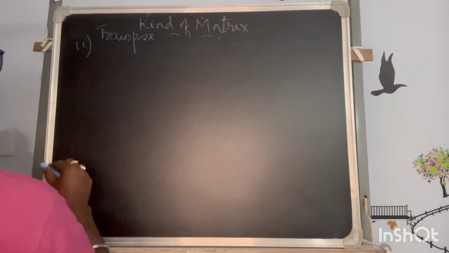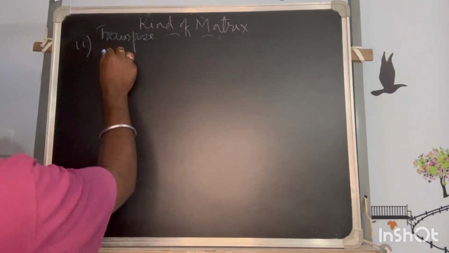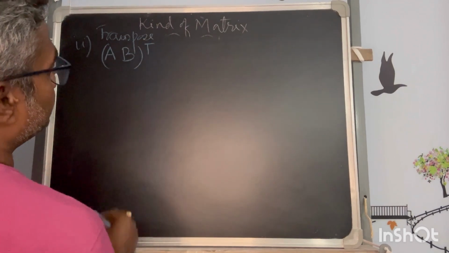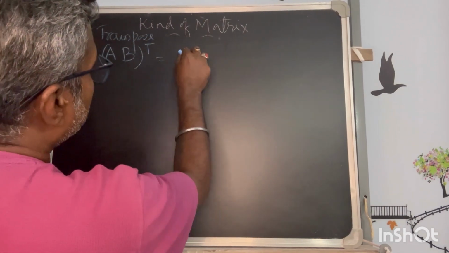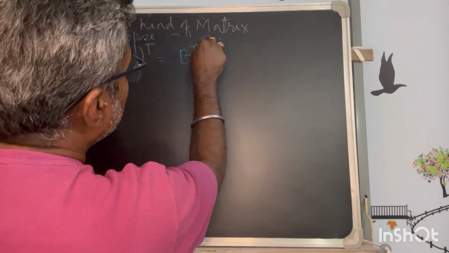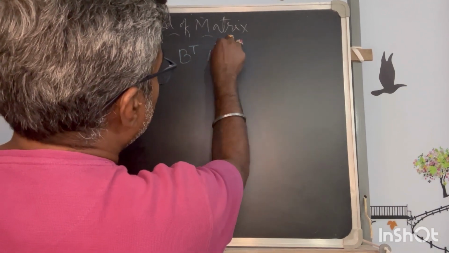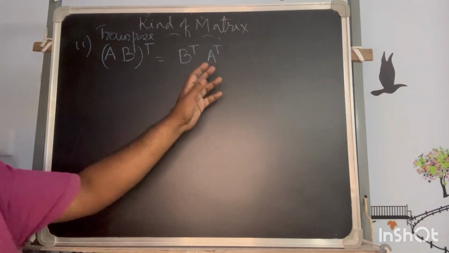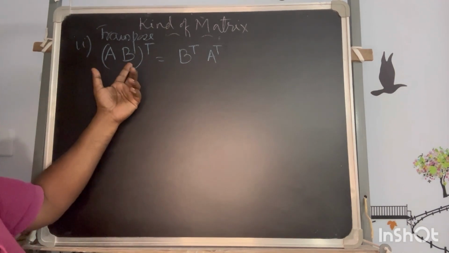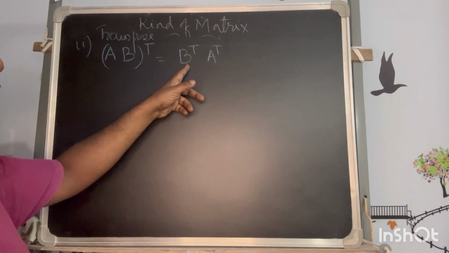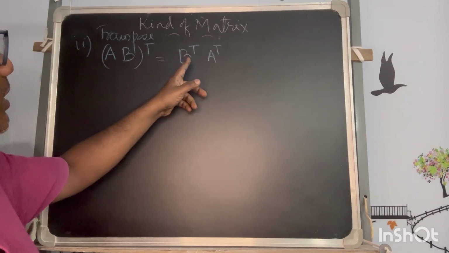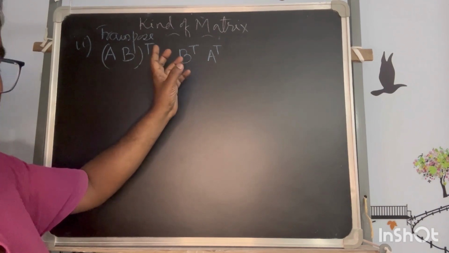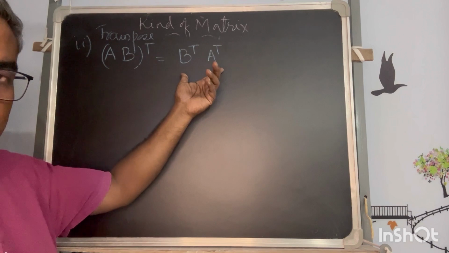of a matrix is that if I multiply two matrices and take the transpose of the product, we will get the same result if I take the transpose of the individual matrices, in the reverse order, and then multiply. So if I take the transpose of A into B, we get the same result as the transpose of the later one, in that order, because this is a definite property.